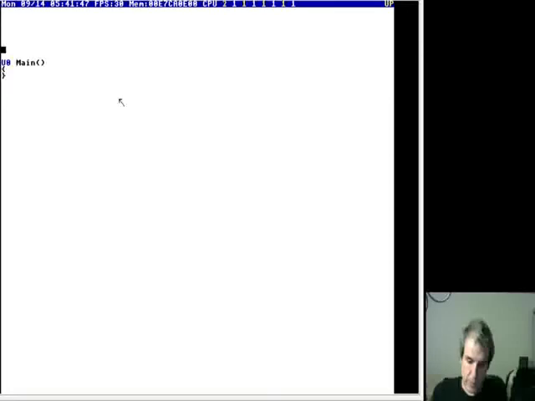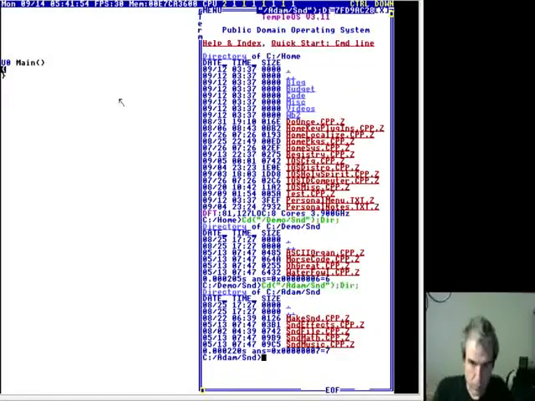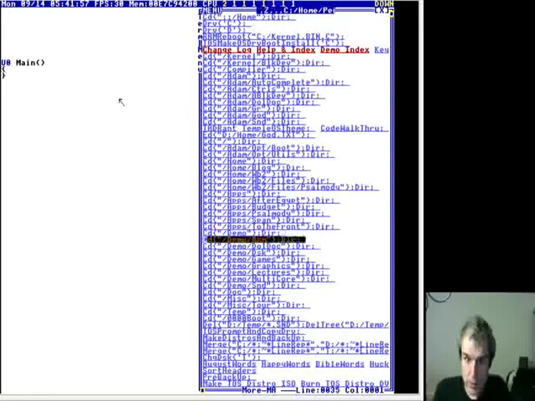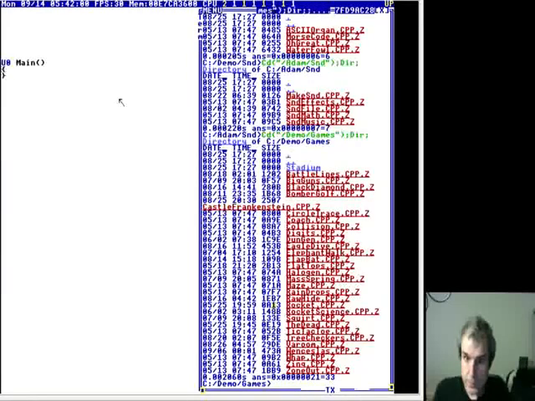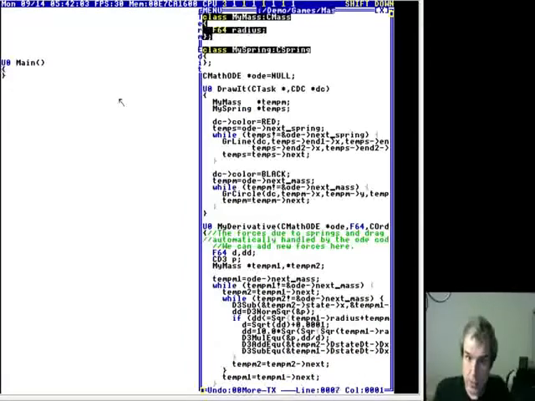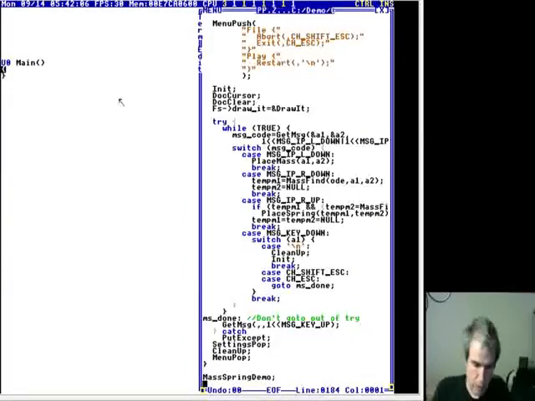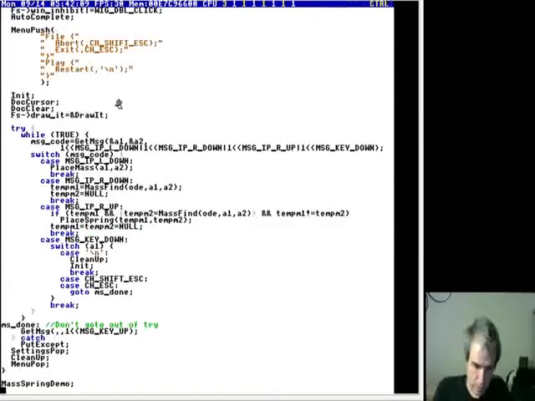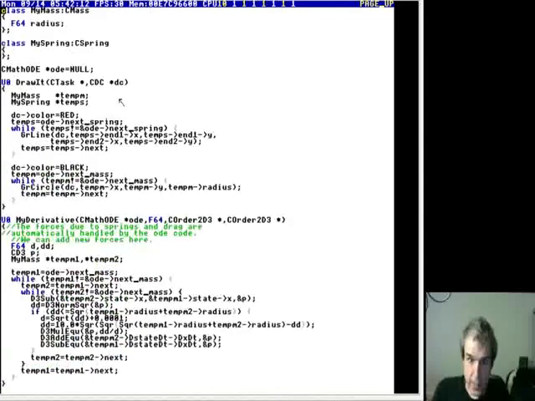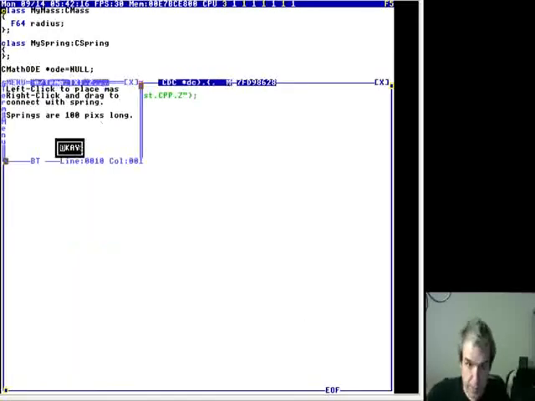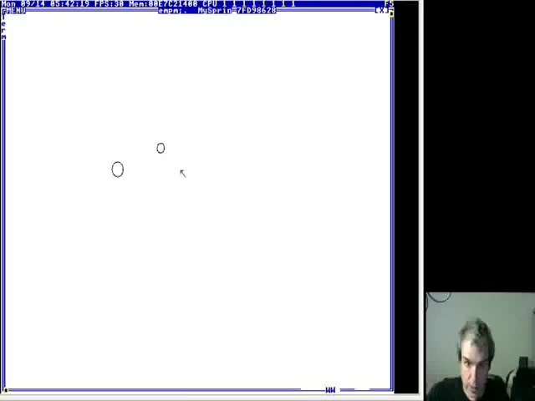I have to look at my code. Maybe I can do it without. No, I'm just going to look at the code. I don't care. Oh, what the hell. I made a physics engine. Okay, so what do we have here? This is a mass spring system using Runge-Kutta 4.5 adaptive step size, taken from Numerical Recipes in C. And what we have are springs and masses.